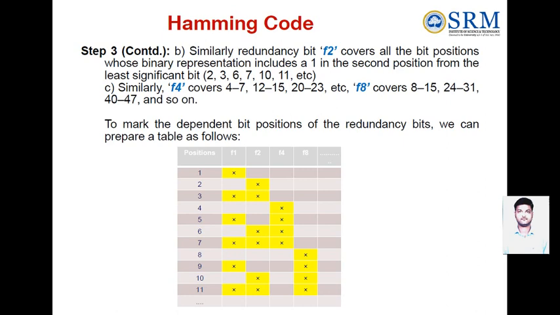One important thing is that F2 never depends upon the bit position of F1. F4 is not dependent upon the second position, that is the position of F2. F8 is not dependent on the position of F4, that is the fourth position. Now this table is important.